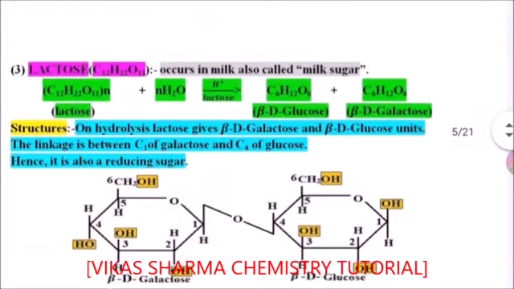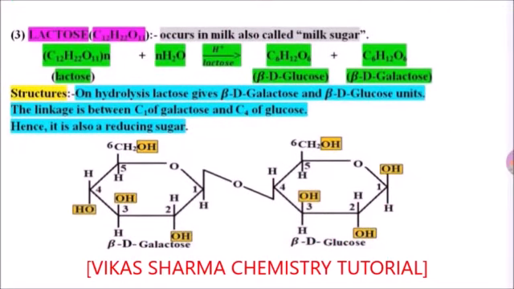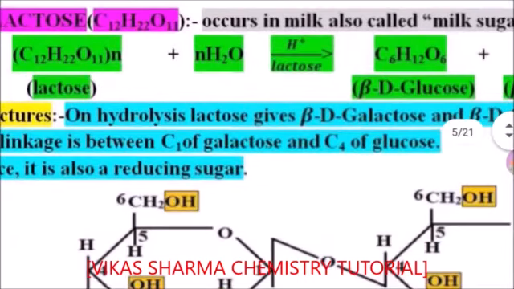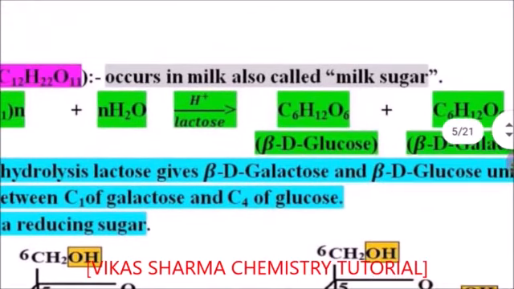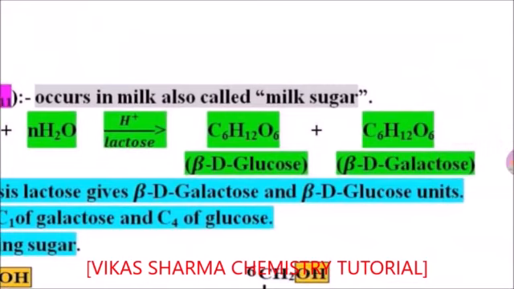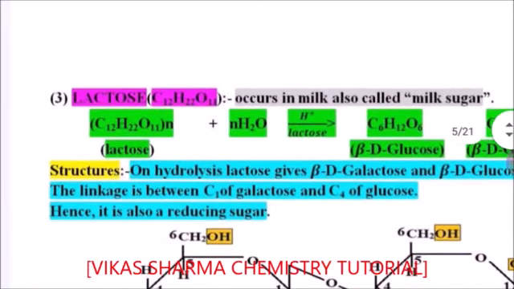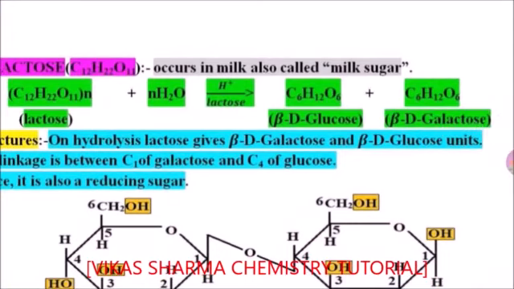So let me start the third disaccharide, which is known as lactose. In a word, you can easily describe lactose: it occurs in milk, also called milk sugar. Lactose is the disaccharide found in milk. When lactose is hydrolyzed, it gives two monosaccharide units. The first one is beta D glucose and the second one is beta D galactose.